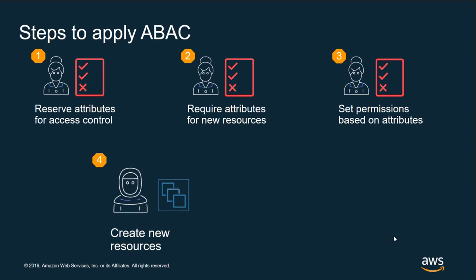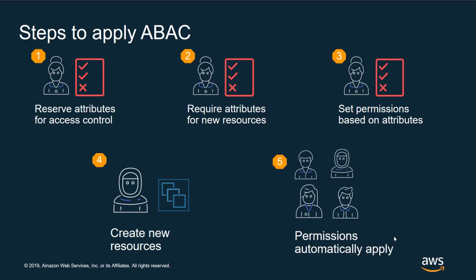Next is for your developers to actually go and create resources. Because you're requiring attributes on creation, those resources being created will be tagged. And because the resources are now tagged, your permissions will apply automatically and developers will get access to those resources. So these five steps together form the complete ABAC model that you want to implement.